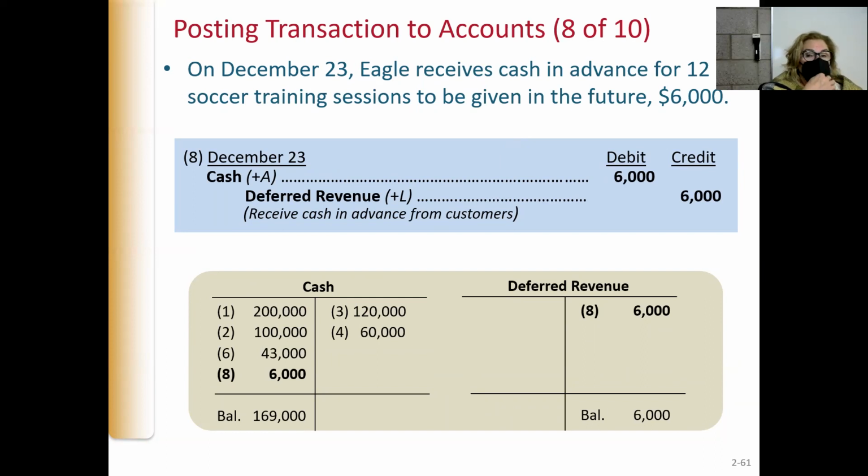Remember this time they received $6,000 in advance for soccer lessons to be given in the future. We debit our cash because we've received cash, and we credit that new account called deferred revenue. That's really a liability. It's not revenue. It will become revenue when we complete the job.